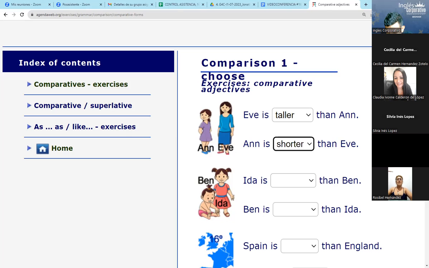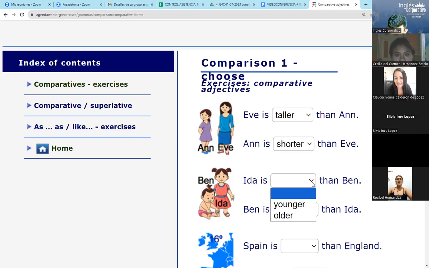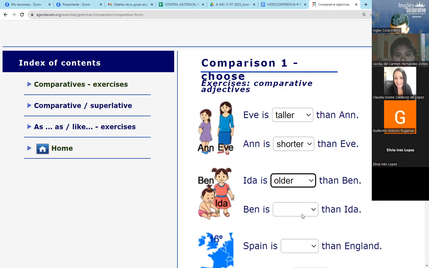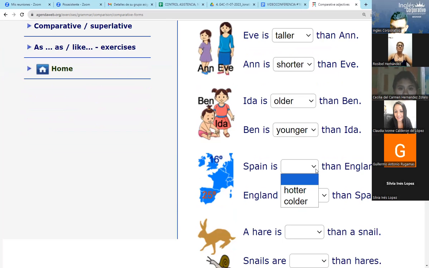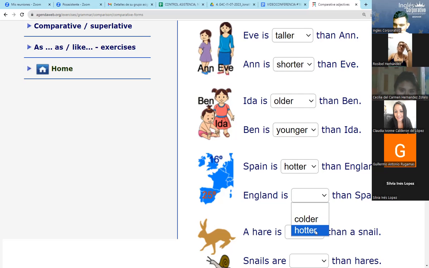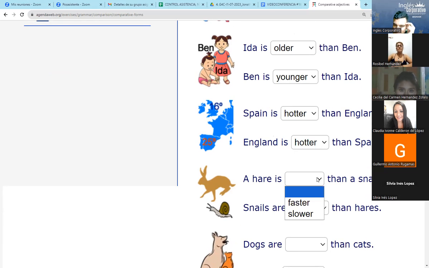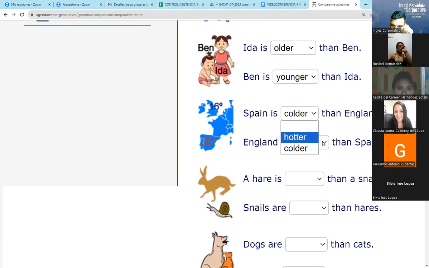Ada is? Older. Next, Ben is younger. Ben is older. Colder. England is colder. Hotter than Spain. Teacher, the previous one, Spain is colder. No, the previous one. Spain. And England is hotter, like this way? No, Spain is hotter than England, and England is colder than Spain.